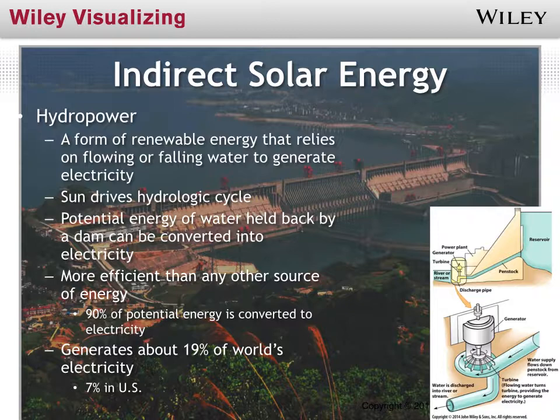Worldwide, hydropower is used for about 19% of the world's electricity, but only about 7% in the US. And because we just don't have any other big rivers that can be dammed up, the percentage in the U.S. probably is not going to change. If anything, it might start going down if we start taking dams out for the benefit of the environment.